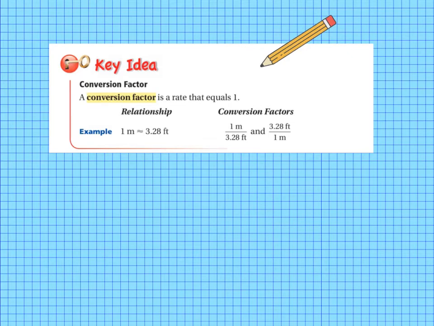Copy this key idea into your math notebook. Conversion factor. A conversion factor is a rate that equals 1. And we have a relationship and conversion factors. So the example that you're shown here is 1 meter equals 3.28 feet. And then the conversion factor is we put that relationship into a fraction. And then if we take the reciprocal of that fraction, we have both of those conversion factors. So you can think of it as 1 meter equals 3.28 feet or 1 meter per 3.28 feet and 3.28 feet per 1 meter.